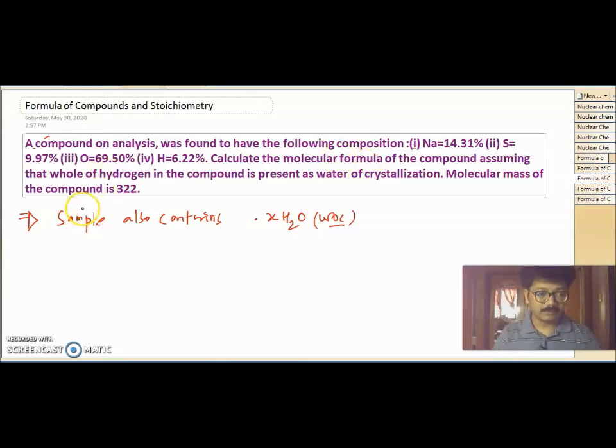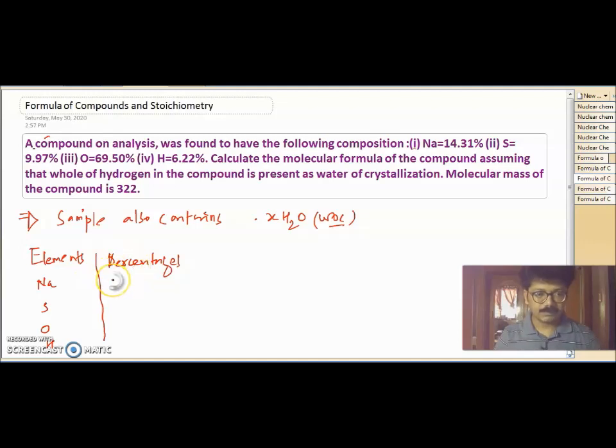So what is the step to find the empirical formula? It's very simple. We just list out the elements. How many elements are there? Sodium is there, sulfur is there, oxygen is there, and hydrogen is there. So that is the first column. In the second column come their percentages. The percentages are given, so you write down the percentages.